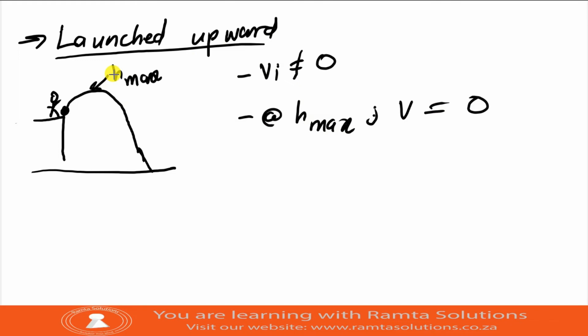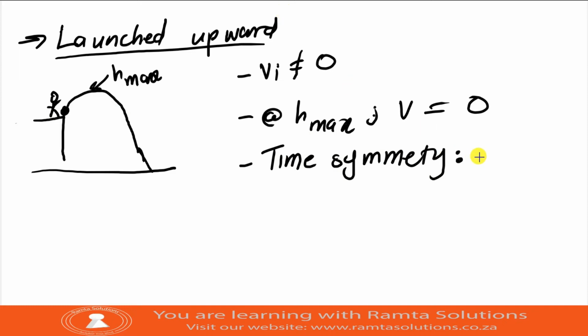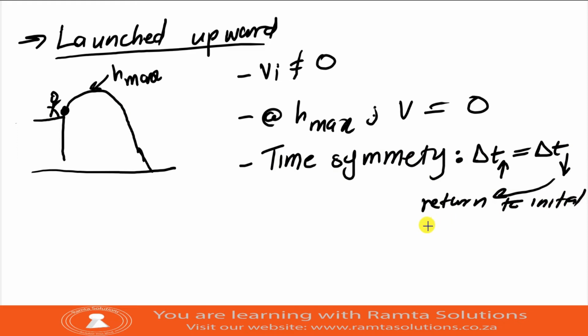So when an object is launched upwards, there is something that we call time symmetry. As you can see, this looks like a parabola. What we are saying is that the time interval during upwards motion equals the time interval during downwards motion, to return to the initial position.